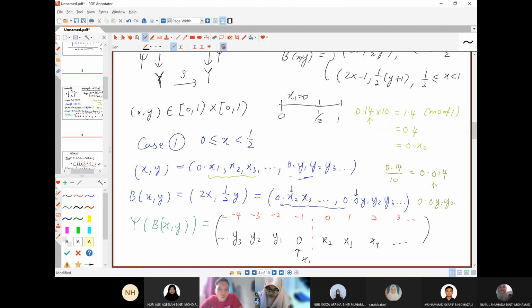Ingat tak? Ni the first digit, ini second digit. Sorry, tak ada second digit. Sebab X1 can be 0 or can be 1, betul? So kalau between this segment, the first digit is 0.